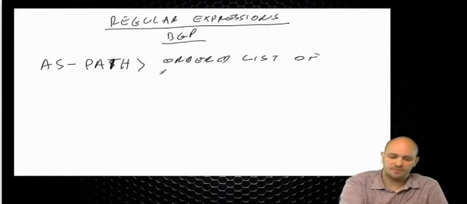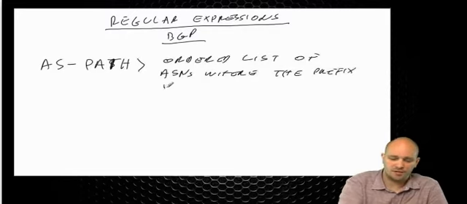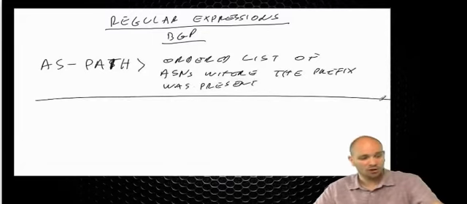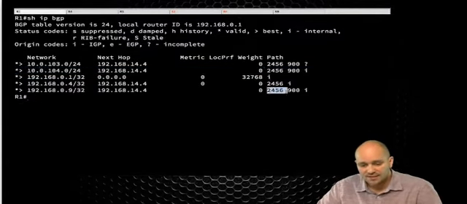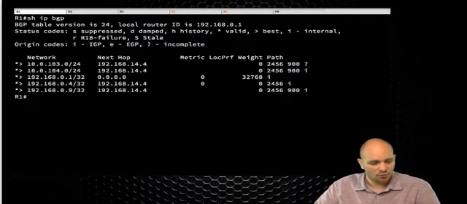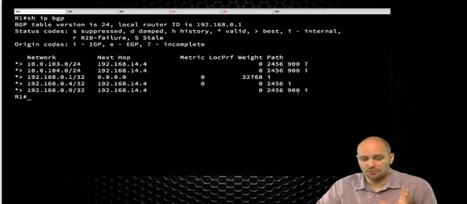of autonomous systems where the prefix was present. So if we take a look at the examples that we have been working on so far, this is the AS path. Now we are on R1, and we are seeing that route 192.168.0.9 has been in autonomous systems 2456 and 900. Now, when we take a look at this list, there are important things to remember.